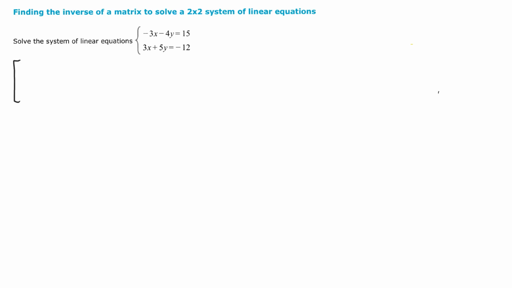this: -3, -4, 3, 5, and we're going to augment it with the identity matrix 1, 0, 0, 1, the 2x2 identity matrix.